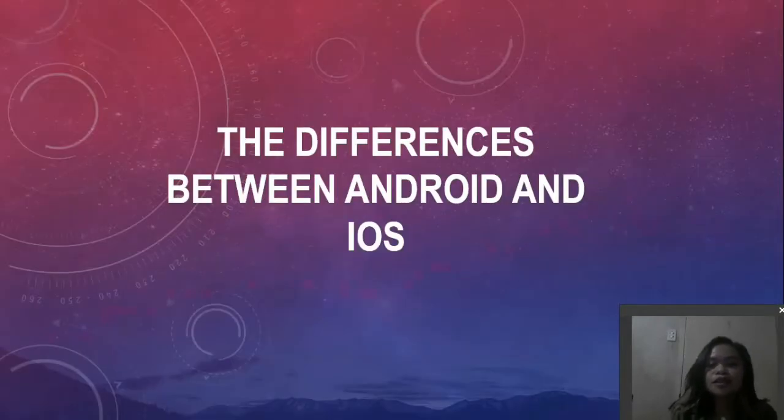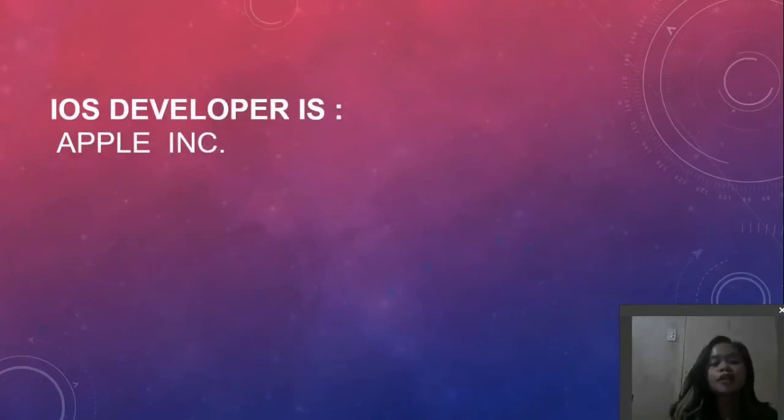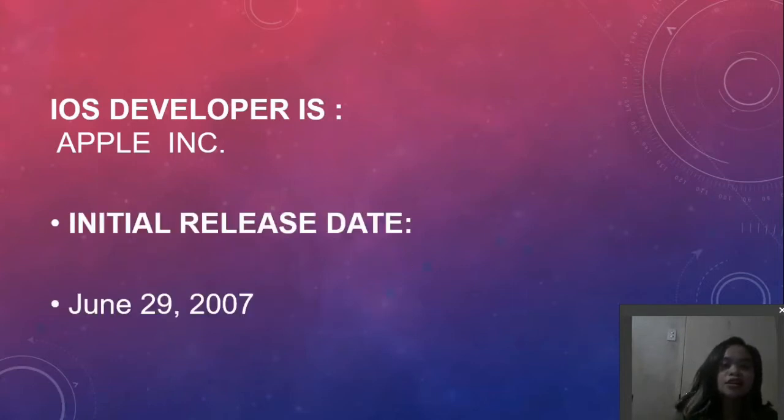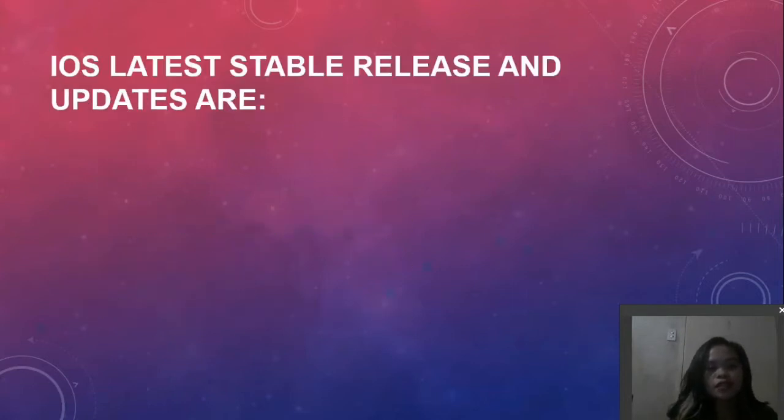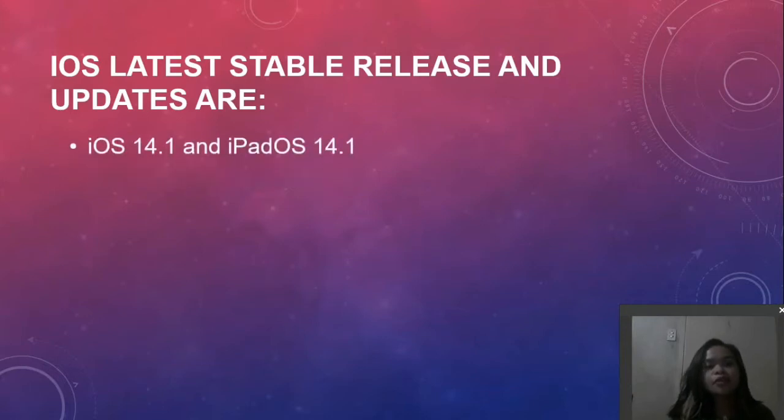So we are discussing the differences between the Android and the iOS. I will be discussing the iOS functionality and features. So first, the iOS developer is Apple Incorporated. Okay, the initial release date is June 29, 2007. So iOS's latest stable release and updates are iOS 14.1 and iPadOS 14.1.